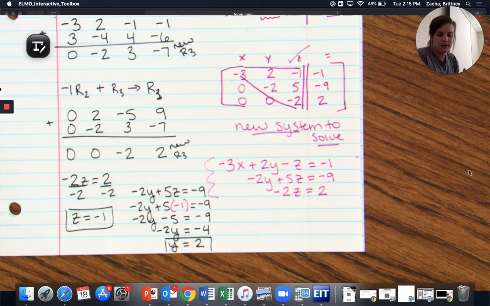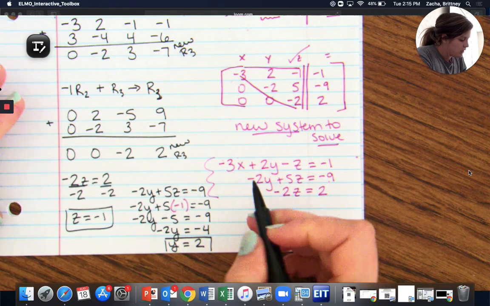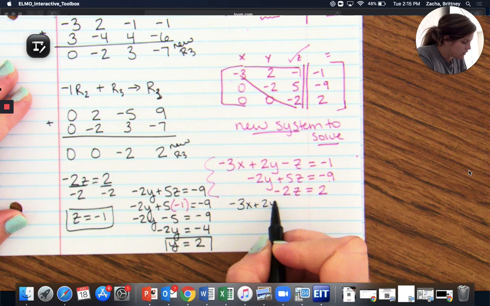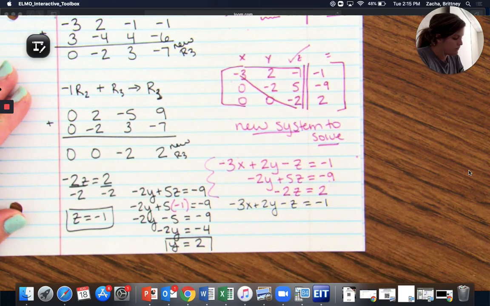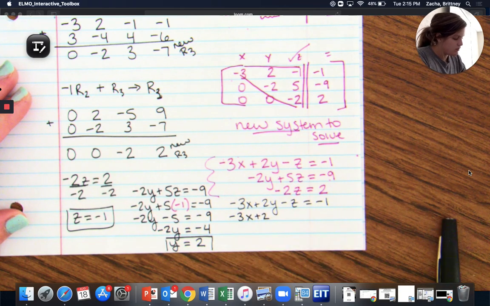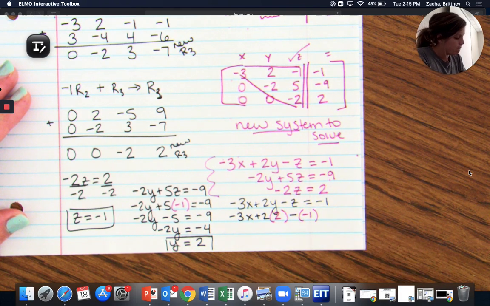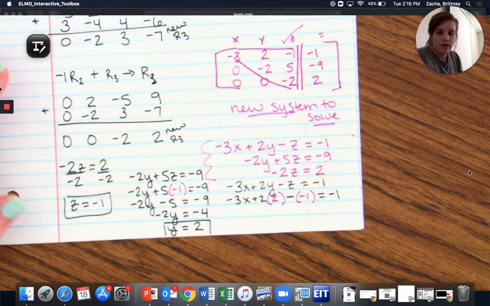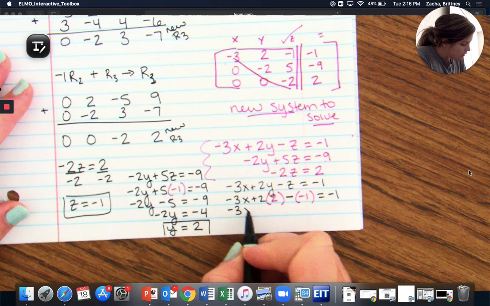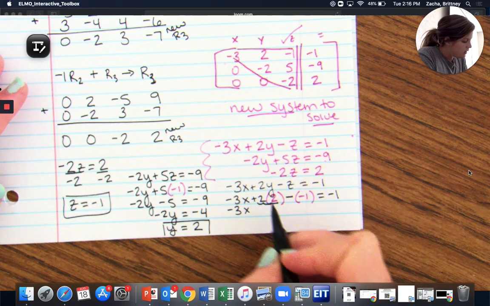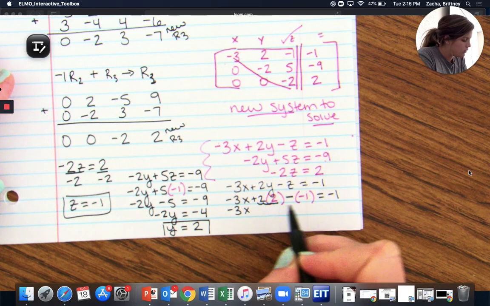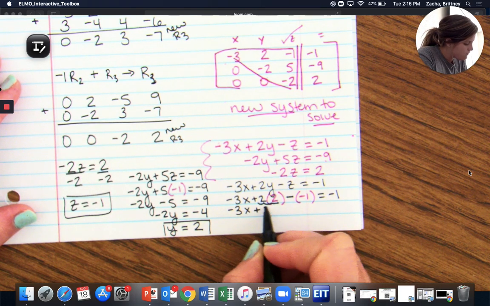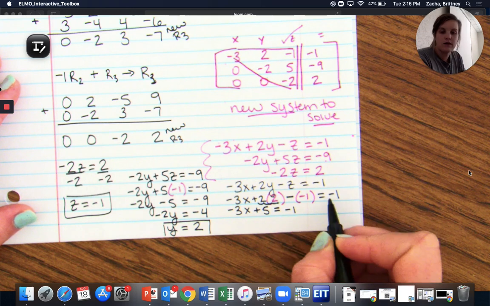Okay, almost done. You getting excited? Okay, so the last one is we take our y and z and plug it into this last equation here. So that -3x plus 2y minus z equals -1. So -3x plus 2 times 2, since our y value is 2, minus our z is -1, which equals -1. Okay, let's see if I can save some room here. So -3x, so 2 times 2 is 4, and then minus a negative makes a positive, so 4 plus 1 is 5, equals this -1 on that side.